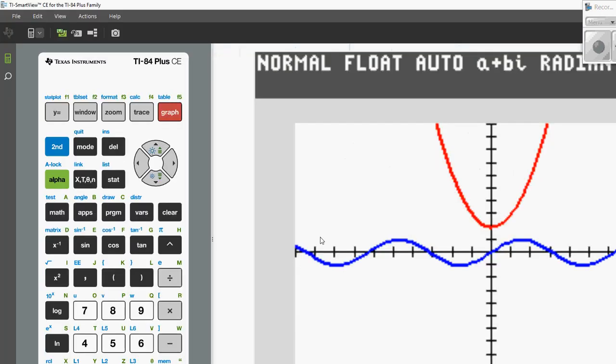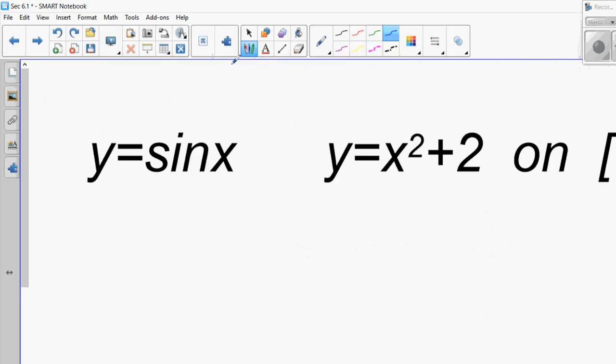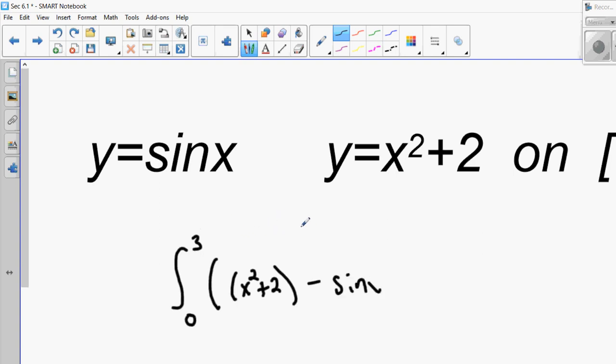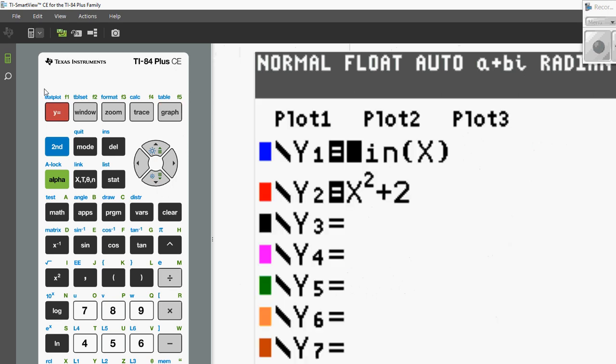By looking at the graph, what we have to decide is, from 0 to 3, which function is on the top and which function is on the bottom. And obviously the x squared plus 2 is on the top. So when we go to write our integral, we have the integral from 0 to 3 of x squared plus 2 minus sine of x dx. Now, if you want to do this on the calculator again by using y1, y2, you have to be careful what your y1 and y2 are. Here my y2 is x squared plus 2.